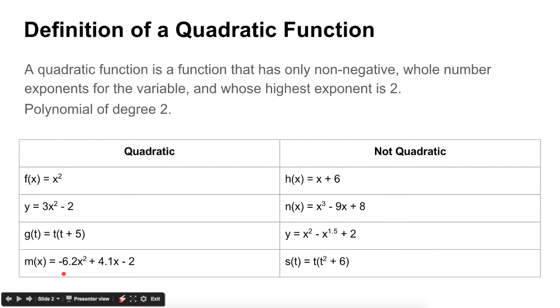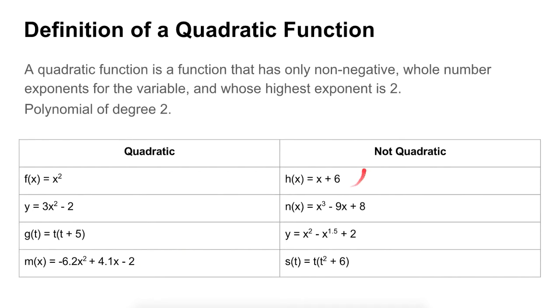This one here, m of x is negative 6.2x squared plus 4.1x minus 2. Well, here I have decimals, I have negatives. The definition said something about non-negative whole numbers, but that's just for the exponents. So here, we're fine with a coefficient being negative or a decimal. The definition says nothing about coefficients. It only says something about the highest exponent and all the exponents.